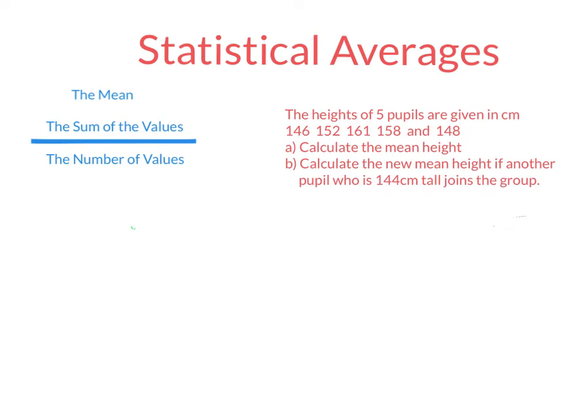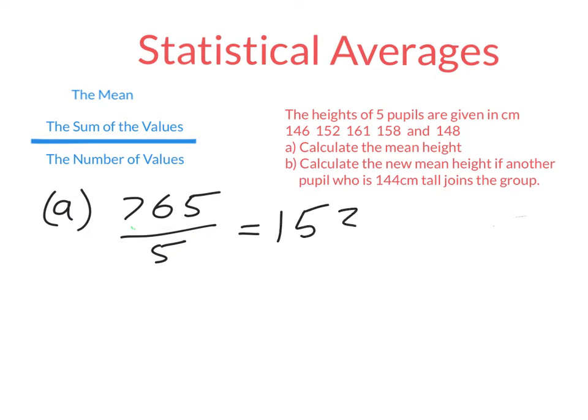Okay, so here we have one more example of how to find the mean. The heights of 5 pupils are given in centimetres: 146, 152, 161, 158 and 148. A. Calculate the mean height, and B. Calculate the new mean height if another pupil who is 144 centimetres tall joins the group. Let's start off with A. So just like we did before, we add up the values, and if we add up those 5 values, it actually comes to 765. And initially there was 5 values, so we divide by the 5. And that gives us a mean height of 153 centimetres.